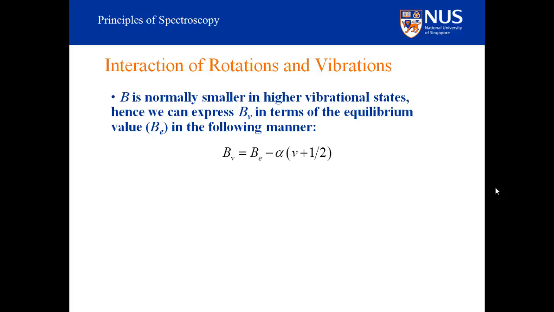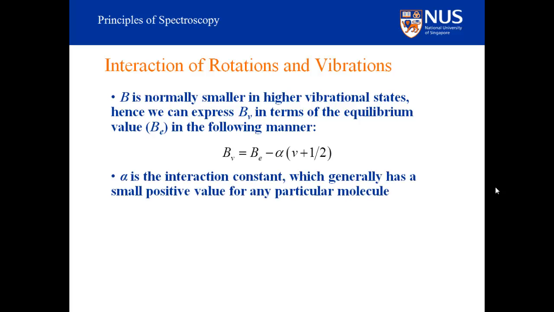This is an expression that relates the rotational constant in different vibrational levels. Again, notice that we've got the subscript V to identify which vibrational level the rotational constant is associated with. So V could be equal to 0, 1, 2, and so we would have B0, B1, B2, etc. BE is the hypothetical rotational constant that the molecule would have at the bottom of the potential energy well, that is, when it has no vibrational energy. So the rotational constant in level V is equal to BE minus a constant alpha times (V plus a half).